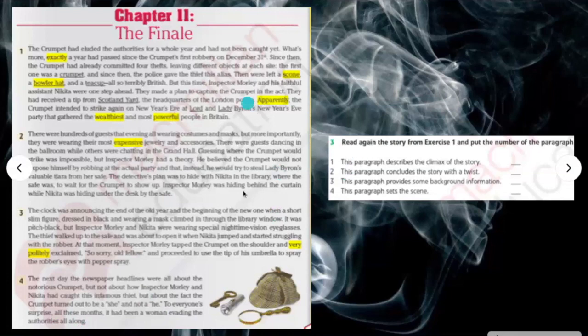So this is a narrative text. Read again the story from exercise 1 and put the number of the paragraph. Number 1. This paragraph describes the climax of the story.